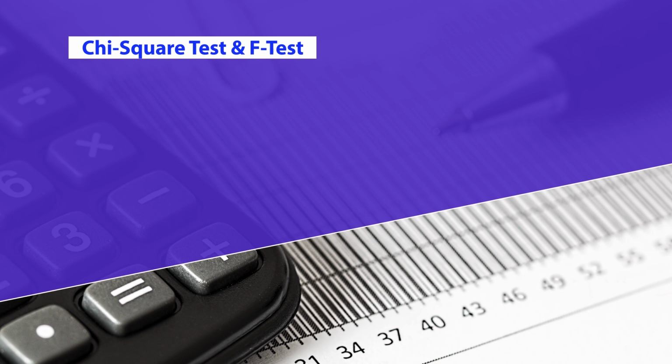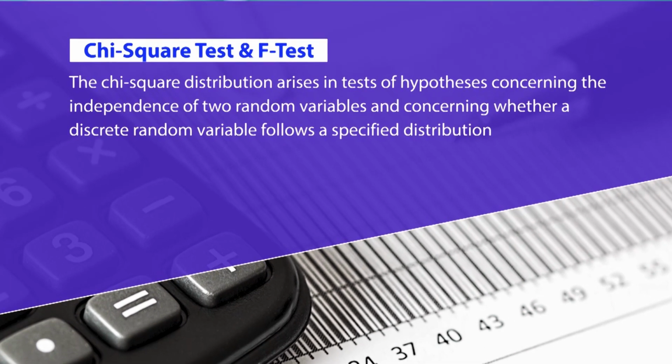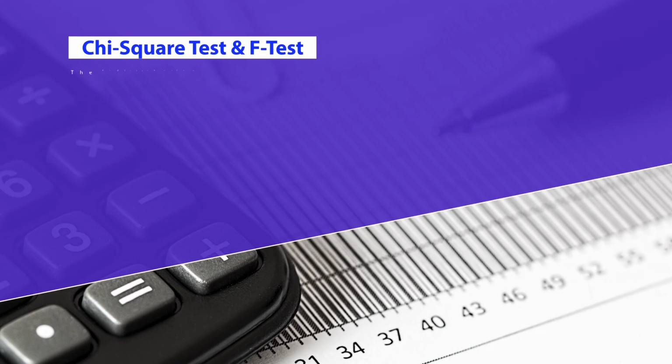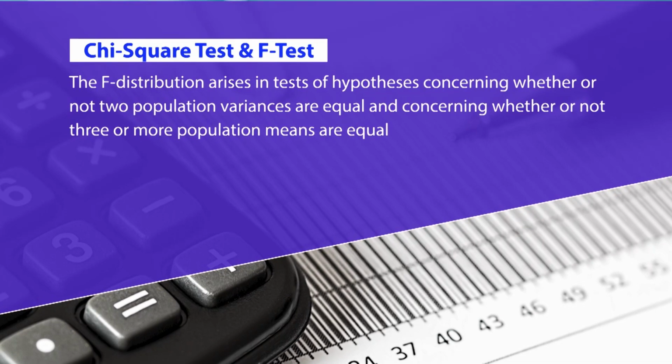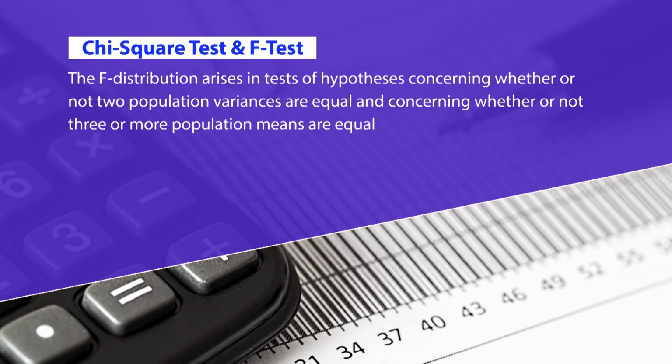So there are certain comparisons to make as far as the chi-square test is concerned. In our preceding sessions, we have talked about various tests, and the chi-square test differs from them. Compared with the F test, the chi-square distribution arises in tests of hypotheses concerning the independence of two random variables and concerning whether a discrete random variable follows a specified distribution. The F distribution arises in tests concerning whether or not two population variances are equal and whether or not three or more population means are equal.